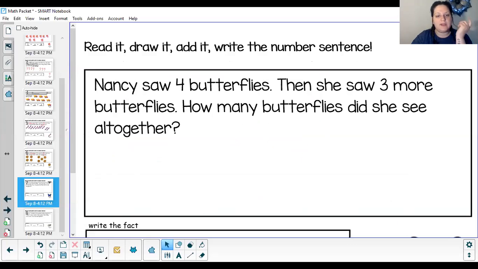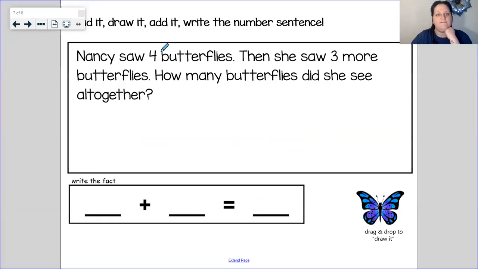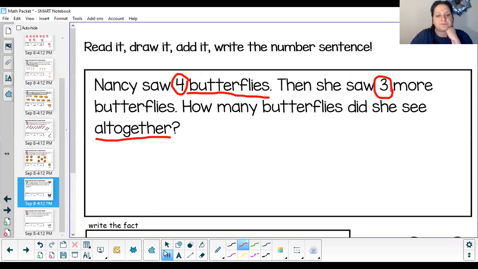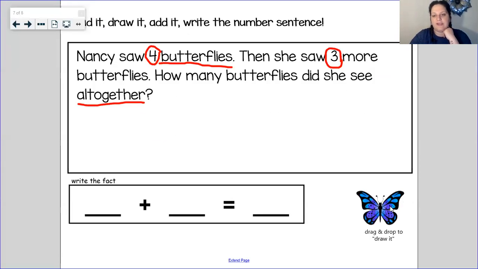Okay, now we're on the next day, so you're going to turn to the next page. And this problem says, Nancy saw 4, circle our important numbers, 4 butterflies. Then she saw 3 more butterflies. How many butterflies did she see all together? Again, there's our important word. Now we know we're adding. All right, so I'm going to use my butterflies to help me answer my problem because sometimes it's easier to see it.